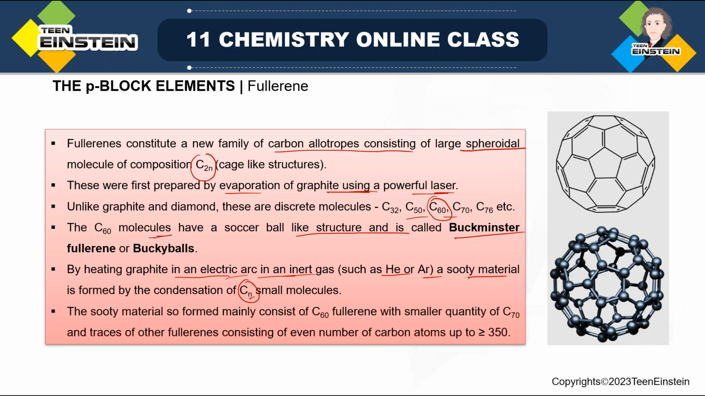The sooty material so formed mainly consists of C60 fullerene, though there may be some small amount of C70 also, and traces of other fullerenes, because we have seen that different types of fullerenes are there. These other fullerenes consist of an even number of carbon atoms, but not greater than 350. It is either equal to 350 or less, so it will be less than or equal to 350.